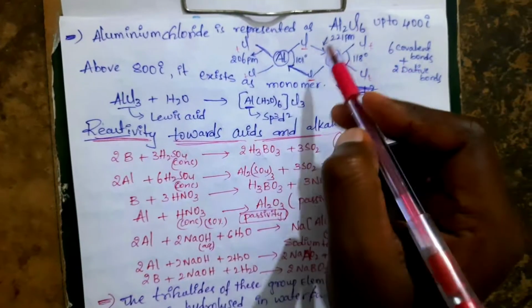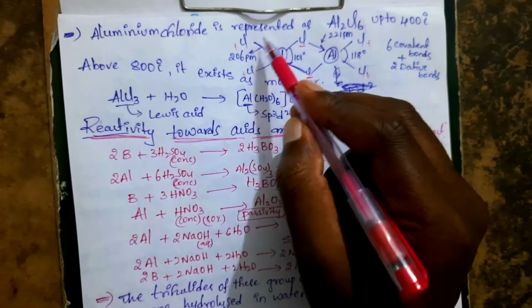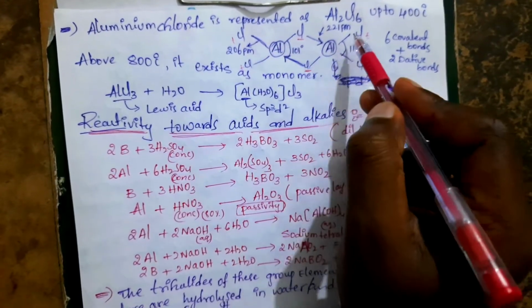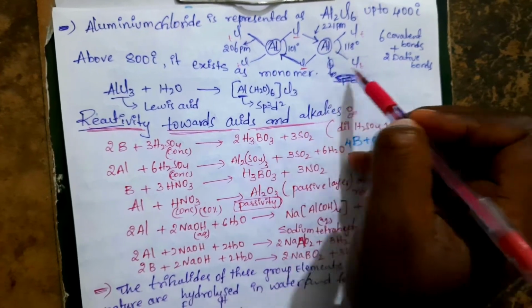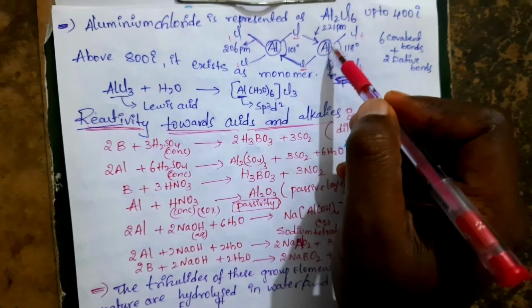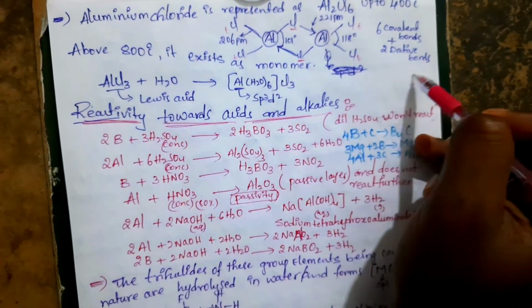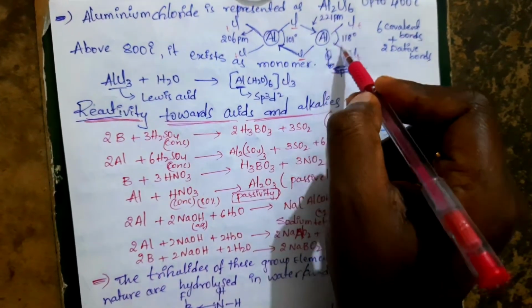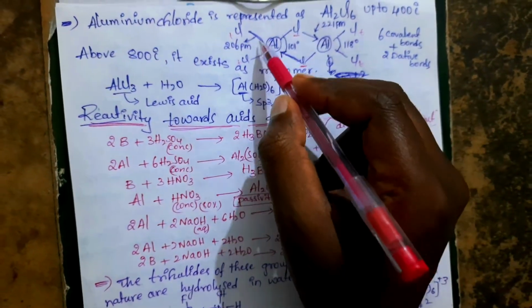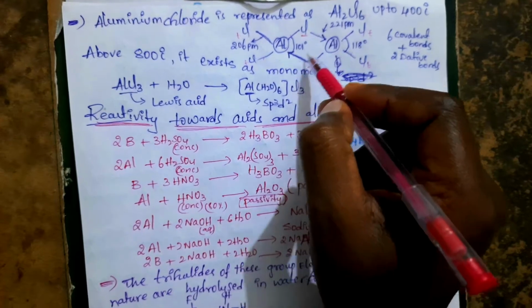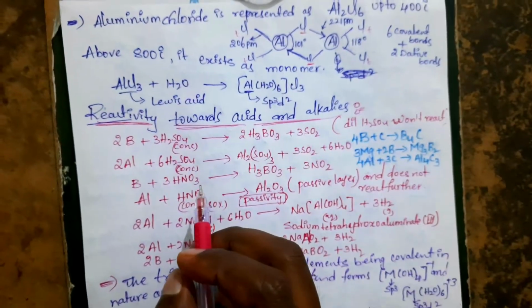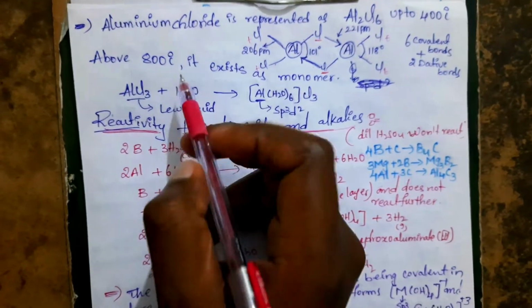Here in total, how many covalent bonds are there? Total 6 covalent bonds are there and 2 dative bonds are there. Total 8 bonds are there here: 1, 2, 3, 4, 5, 6, 7, 8. In that, 2 will be dative bonds and 6 will be covalent bonds. Is that clear? Now next one.